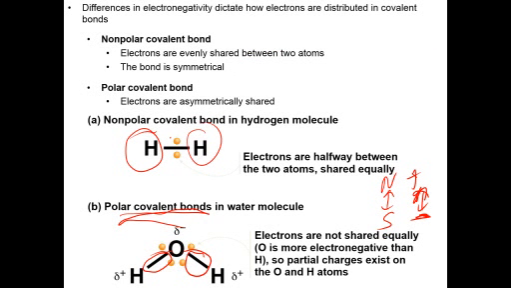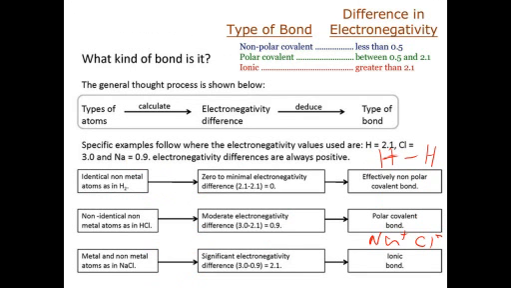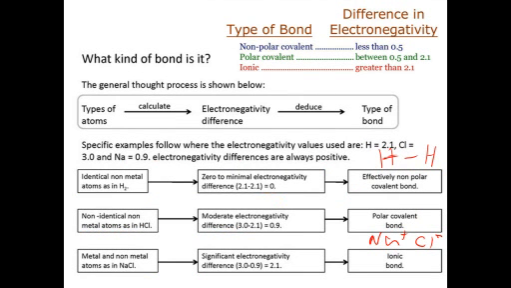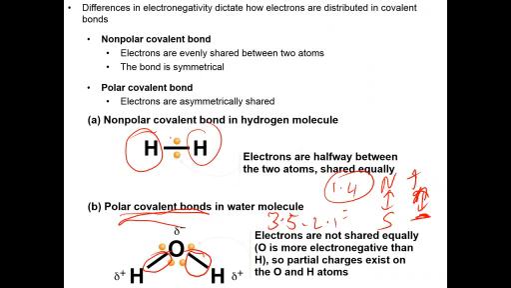So let's see, 3.5, and you have 2.1 for hydrogen. 3.5 minus 2.1. Well, that gives you what? 1.4. So 1.4 falls between 0.5 and 2.1. So this is a polar covalent bond.